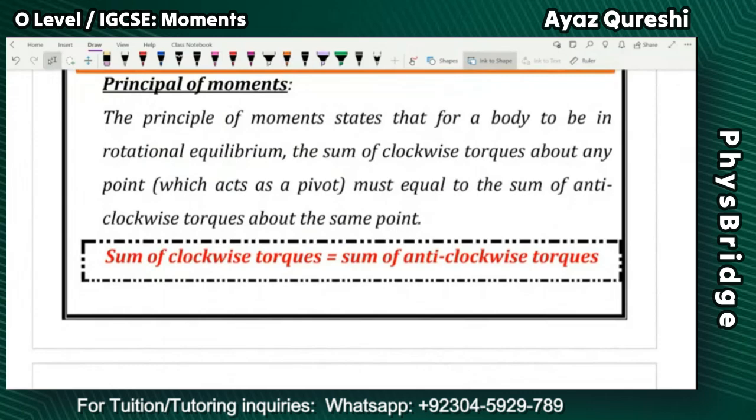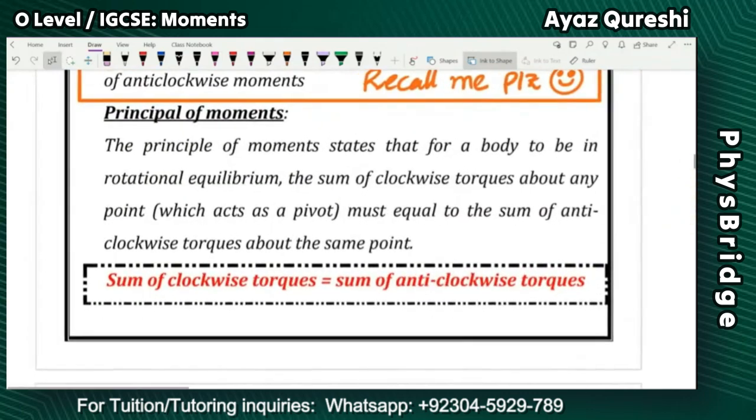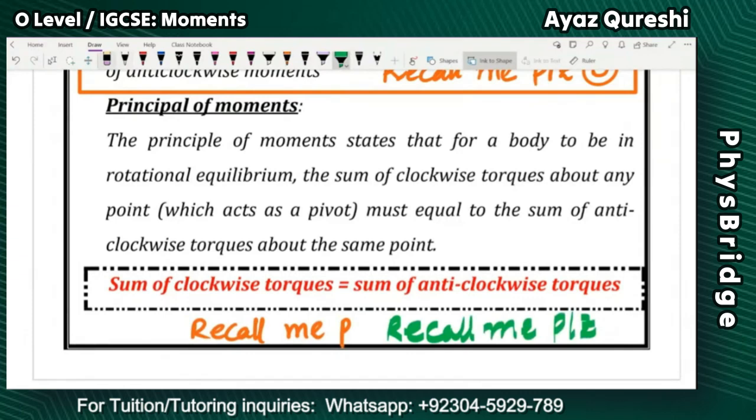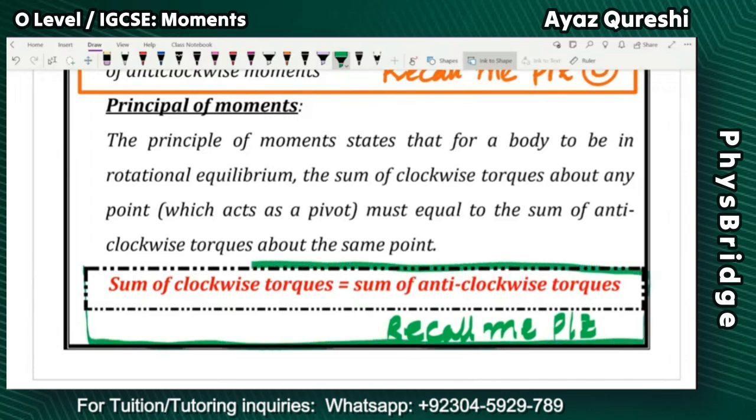Actually, I told you this thing now, which is written in red, the principle of moments. This second condition is actually called the principle of moments. The principle of moments says that the sum of the clockwise moments is equal to the sum of the anti-clockwise moments if the body is in equilibrium. That's it. It is the same thing I told you in the second condition.